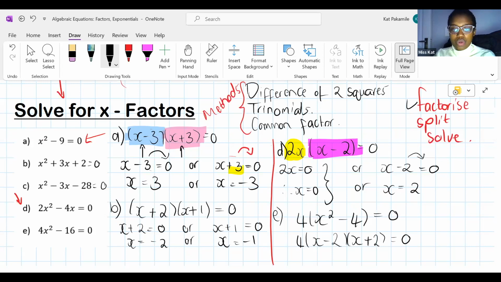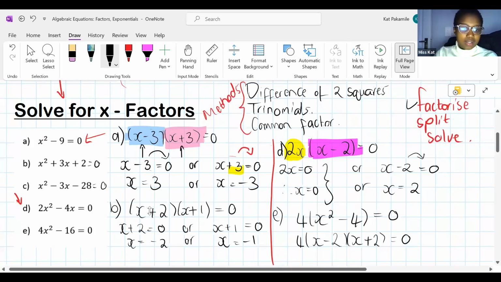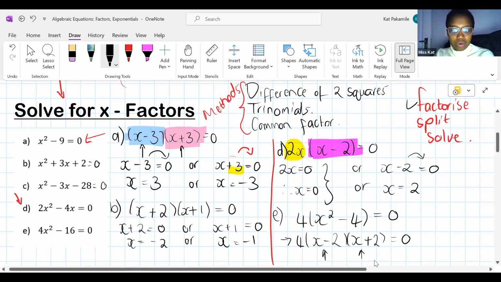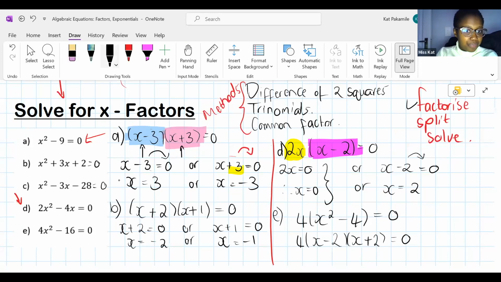But here's the problem, guys. Usually we would split it when we got here, isn't it? We would then say that this factor equals 0, and this factor equals 0, and this factor equals 0. Is 4 equal to 0? Do you see the problem we are facing at this moment? Is 4 equal to 0? No. So now what? Which method should we have used?